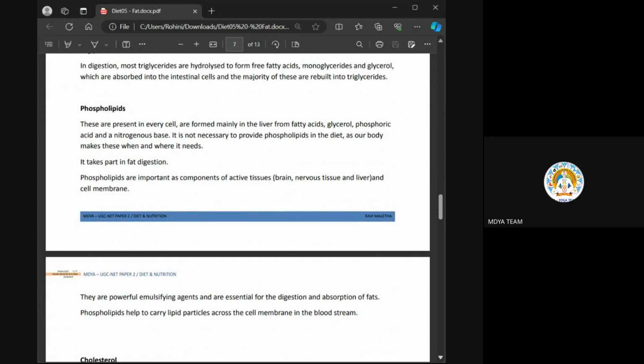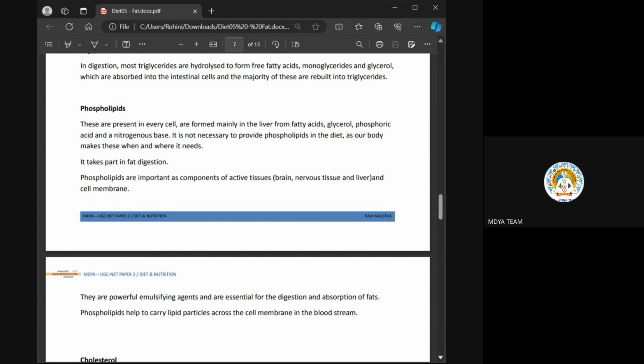So they are present in every cell. They are formed mainly in the liver from fatty acids. I'm just telling you how they are manufactured. The glycerol and the phosphate group are attached to the lipid. That's why the name is phospholipid. It is not necessary to provide phospholipid in the diet, as our body makes these when and where it needs, because they are formed in our liver. So outside sources are not so needed. Okay.